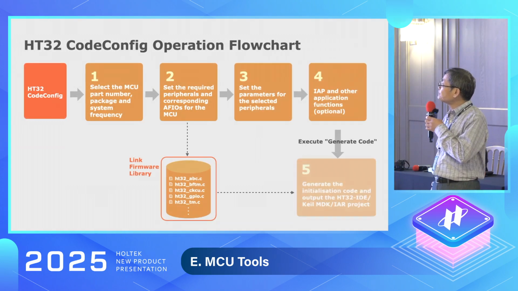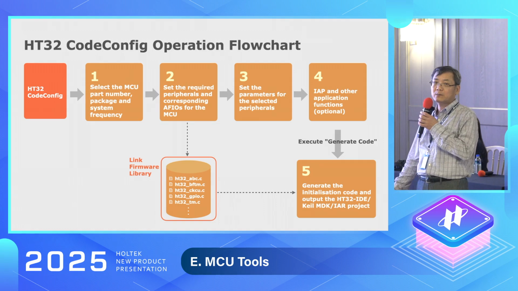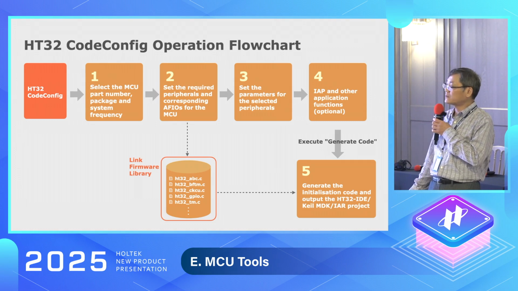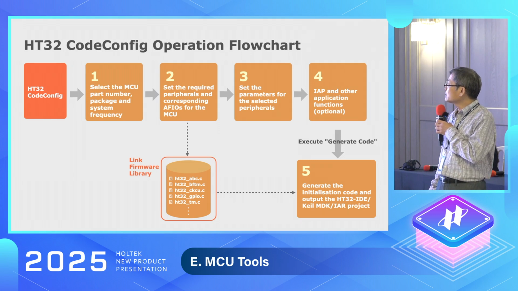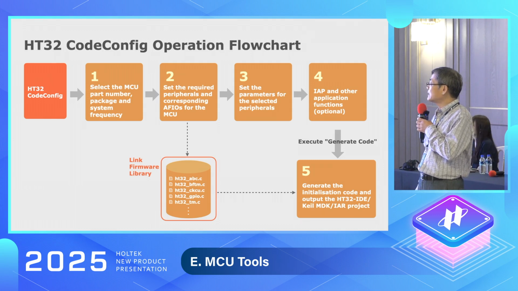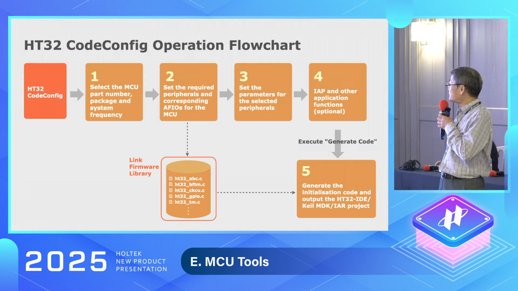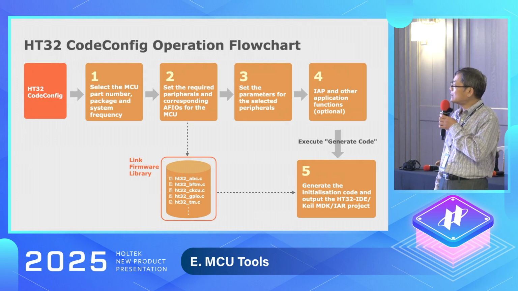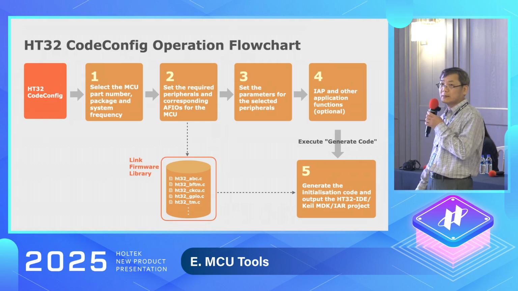Here's how you use Code Config. First, you select the microcontroller part number, package, and system frequency. Then you set the required peripherals, like the alternate function I/O for the MCU. The third step is to set the parameters for the selected peripherals. If you need IAP, you add it at step 4. After you generate the code, Code Config will automatically link to the Holtek firmware library, and then the project is initialized.